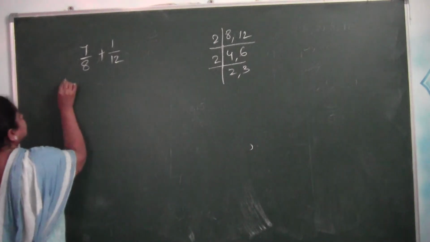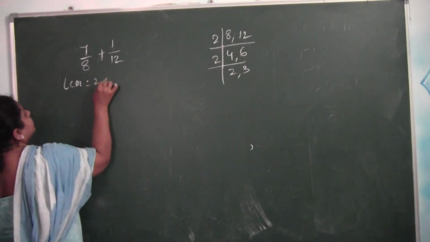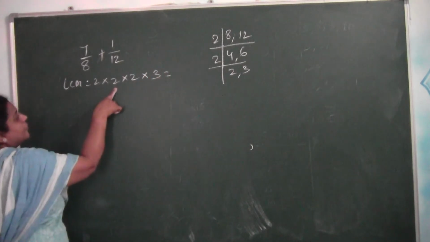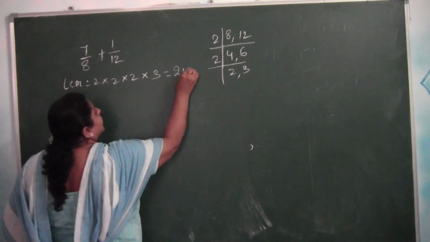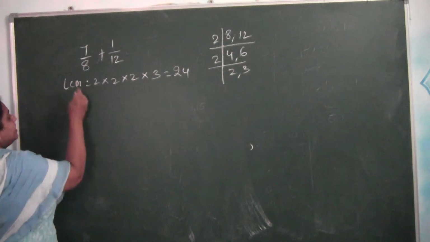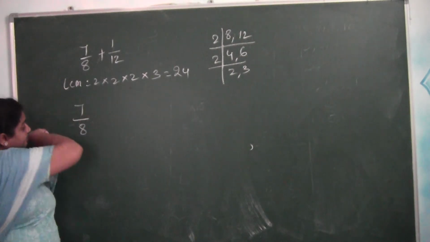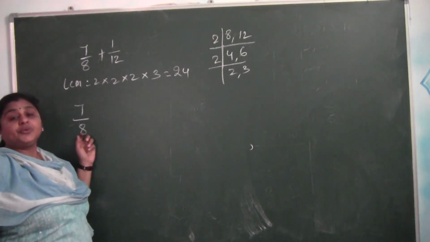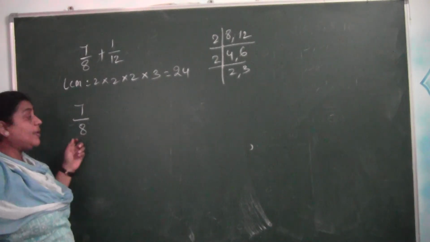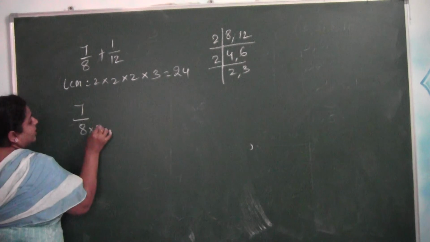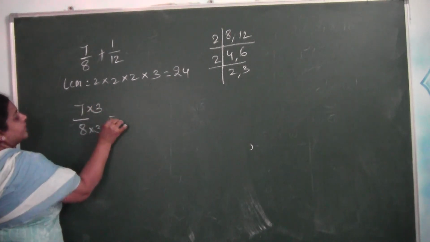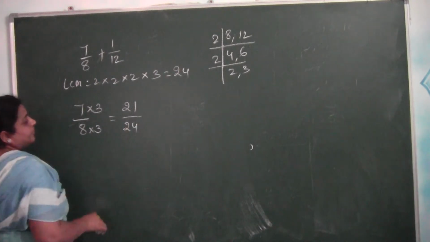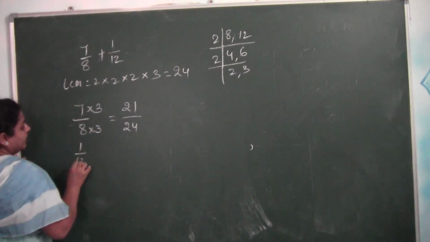Now what is my LCM I got, children? 2 into 2 into 2 into 3. 2 2s are 4, 2 4s are 8, 3 8s are 24. Okay. Now let us take the first fraction, 7 by 8. In order to get my denominator 24, with which number do I need to multiply? Into 3. 8 into 3, 7 into 3, 21 by 24.